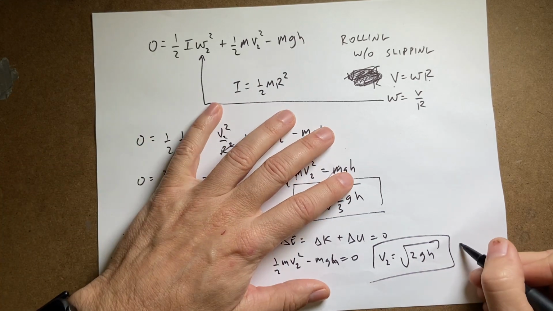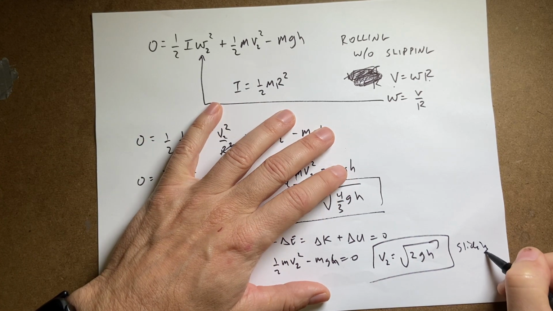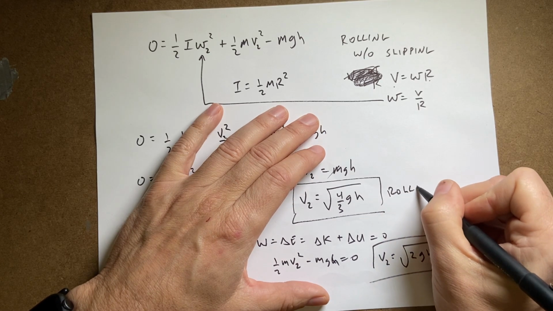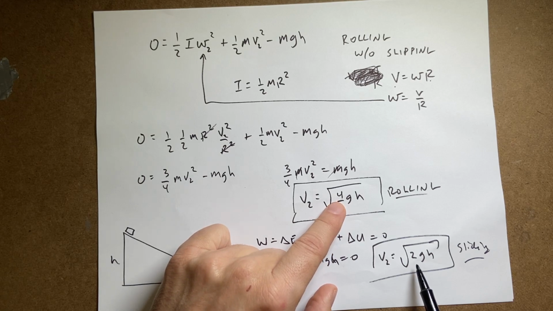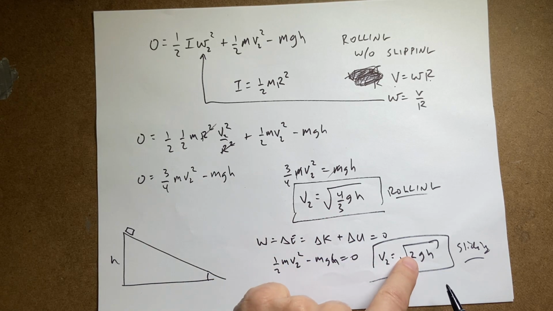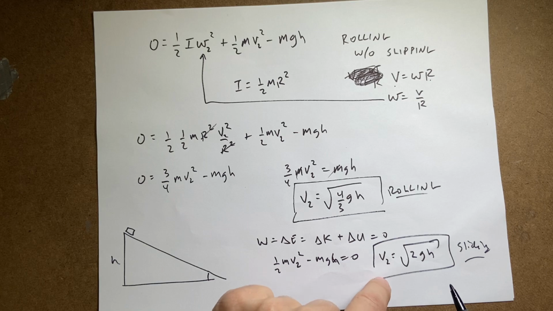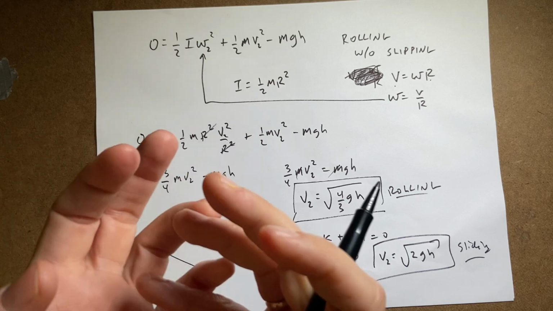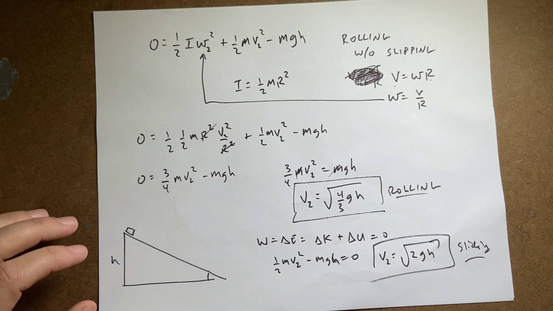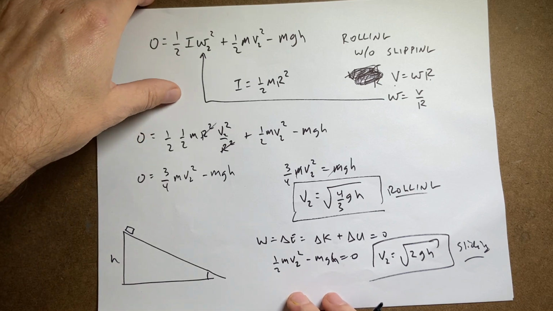This is sliding, this is rolling. So which one's going faster? Well, I have 4/3 versus 2. Which one's greater? 2. So this one's going faster. Okay. And that makes sense, right? Because some of the energy has to go into rotation, it's not going to end up going as fast at the bottom. And this is using the work energy principle.